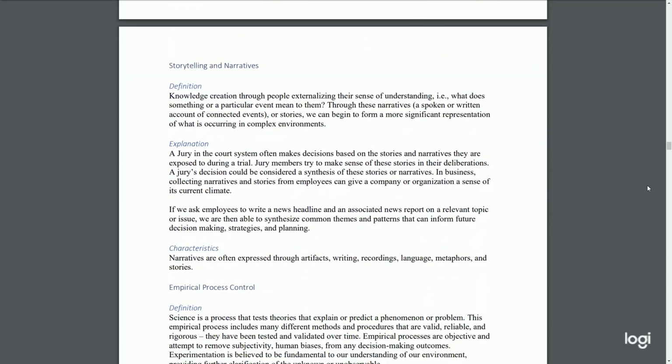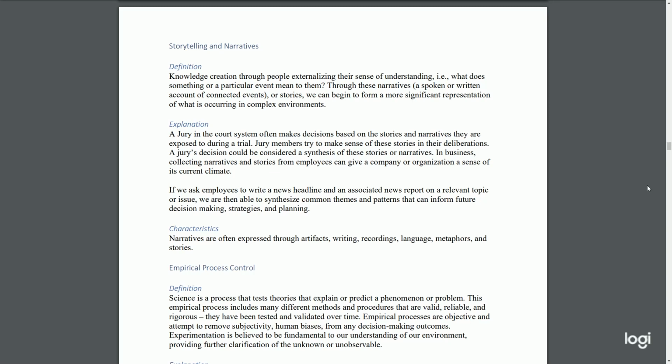Storytelling and narratives. Definition.